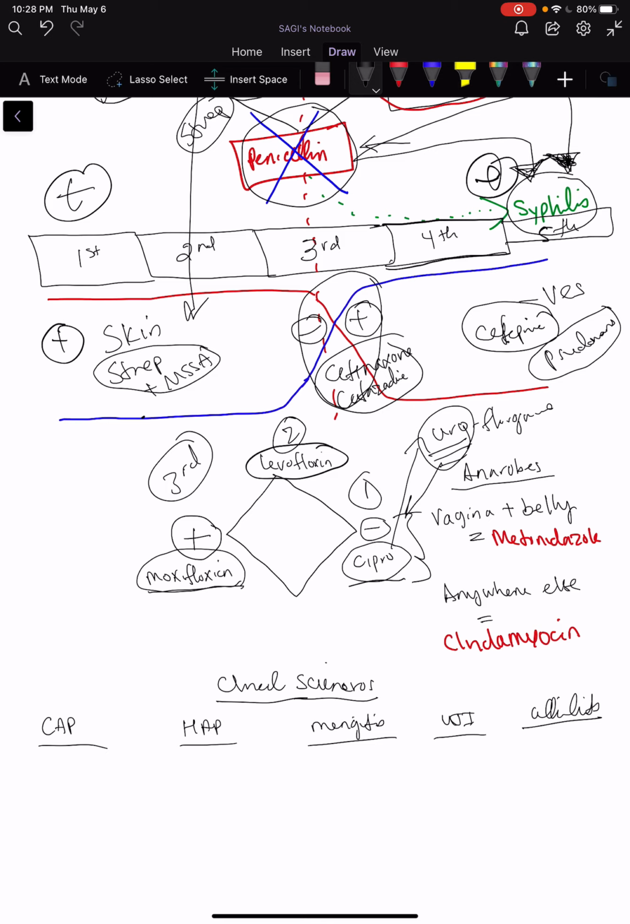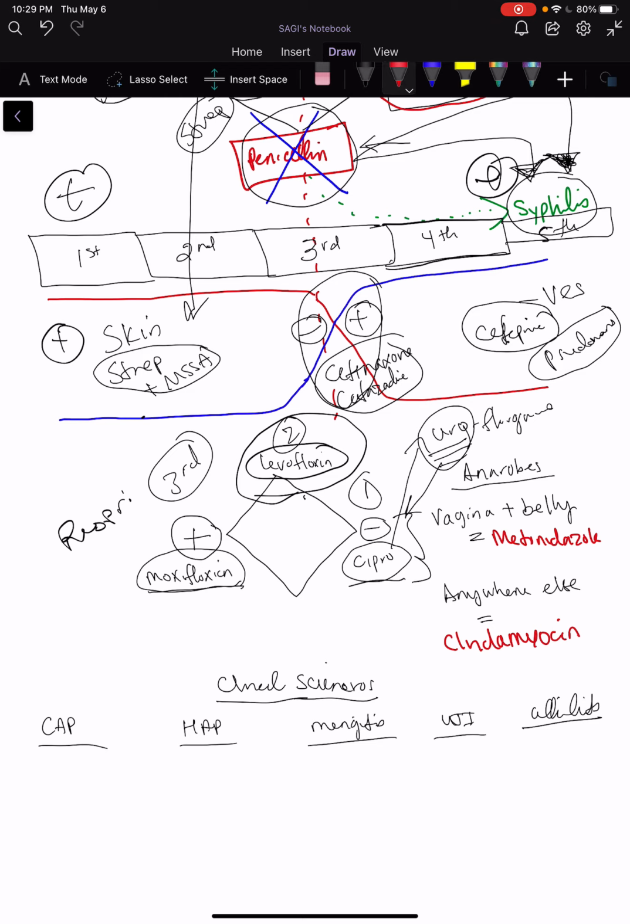Moxifloxacin is gram-positive and generally referred to as the respiratory fluoroquinolone, because most pneumonias are gram-positive, strep pneumoniae or staph aureus. Levofloxacin is kind of in the middle and nobody really uses it, but sometimes it can be used in pneumonias to certain extents. But I want you to remember first and third generations, not so much second generations.